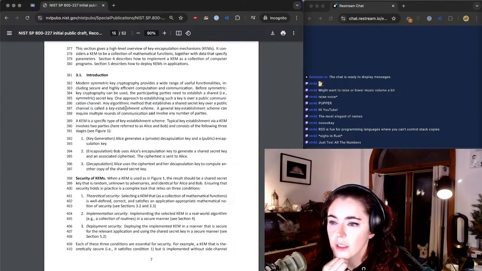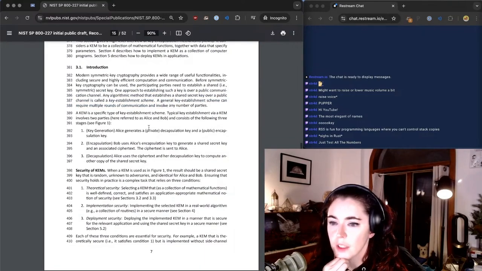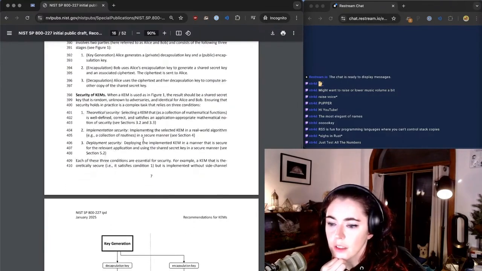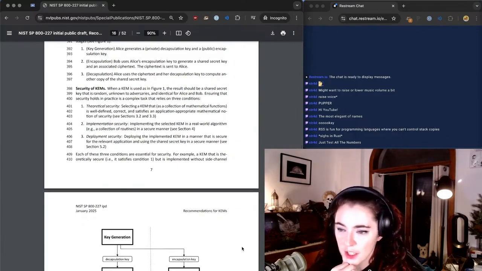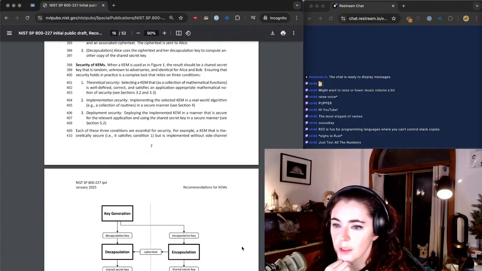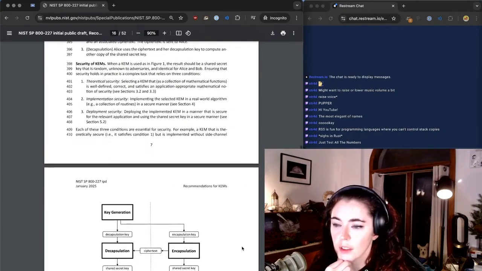Yeah, over a public channel is a key establishment scheme. This is a key encapsulation mechanism. This is one kind of key establishment scheme. Okay, security. I actually kind of like this diagram. Theoretical security: selecting a KEM that is a collection of mathematical functions is well-defined, correct, and satisfies an application-appropriate mathematical notion of security. Ensuring the security holds in practice is a complex task. It relies on three conditions. Only three? Theoretical security; implementation security, implementing the selected KEM real-world algorithm in a secure manner; and deployment security, deploying the KEM so that the relevant application using the shared secret is secure. Yeah, I generally agree.